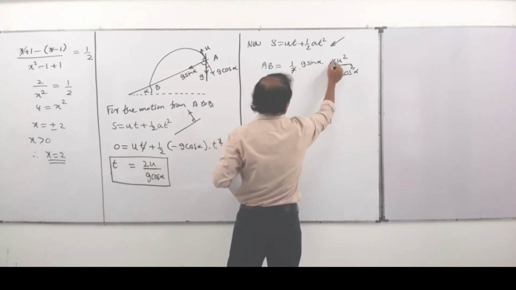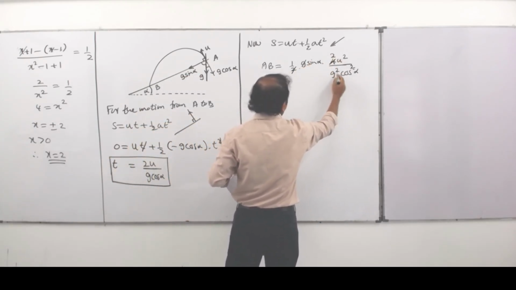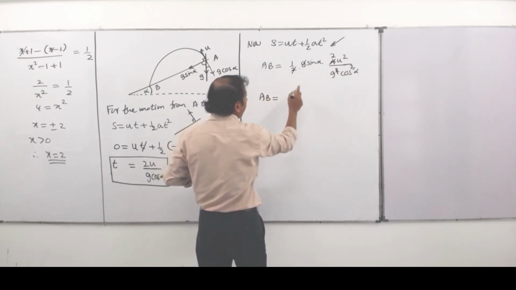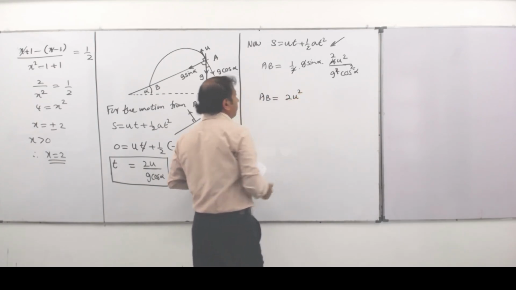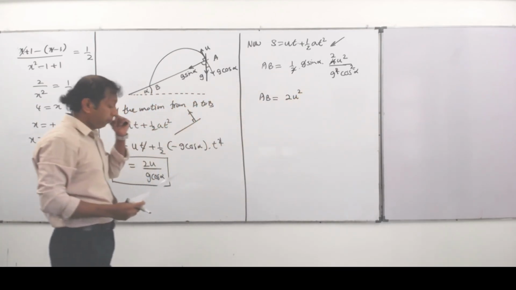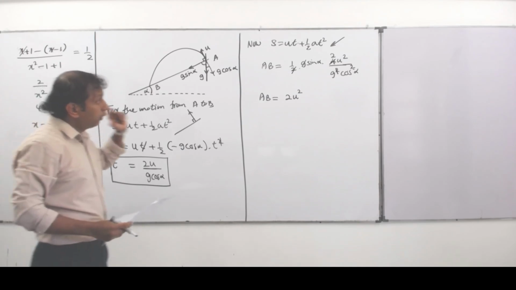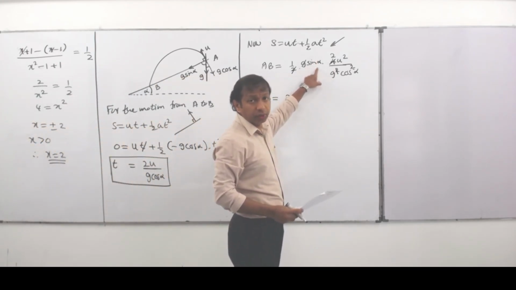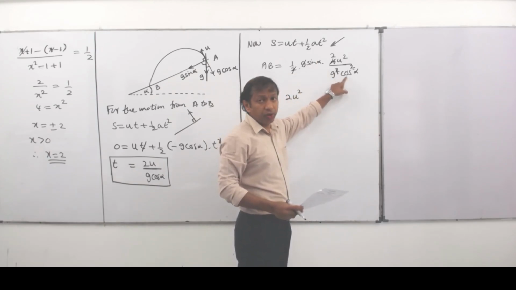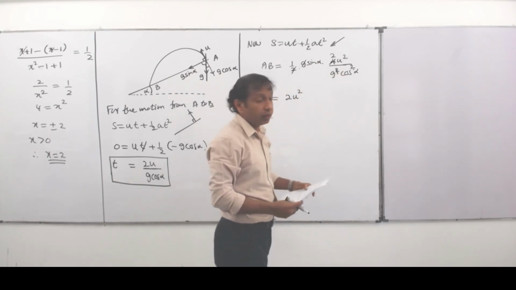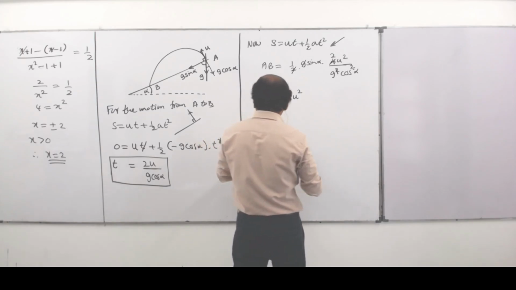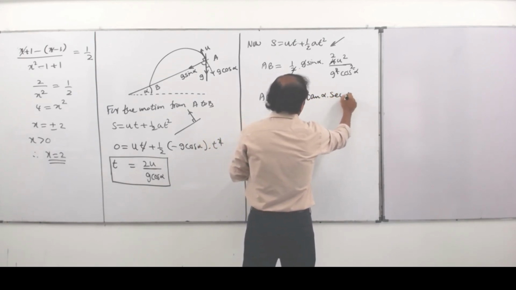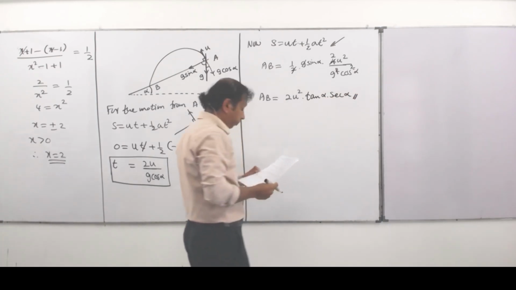Now I will simplify this. The 2 and this 4 we can cancel down, and one g we can cancel with this. Then we get 2u squared. One cos alpha we can take with the sine alpha, sine by cos is tan. The other cos alpha remains in the denominator, 1 over cos alpha, which is sec alpha. So 2u squared tan alpha sec alpha. We get that answer.